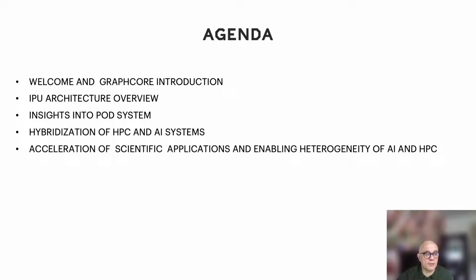Let me outline the agenda first. We'll start with a very short introduction about GRAPHCORE. Then we will look at the IPU architecture details. Then we will discuss the pod system architecture. After this, we will look at the hybridization of HPC and AI systems. And finally, we will discuss our experience in acceleration of scientific applications and enabling them in the heterogeneity of the AI and HPC solution.